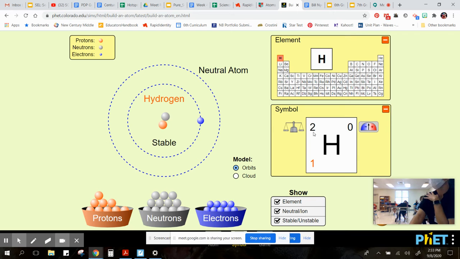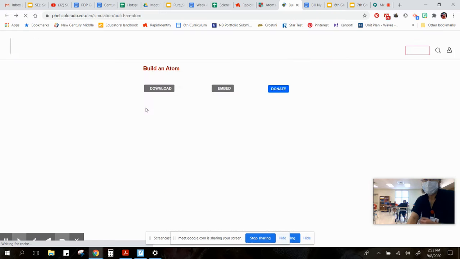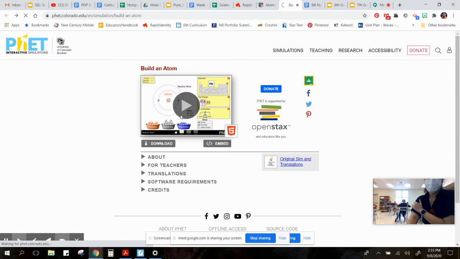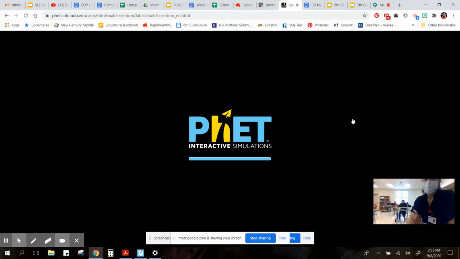What happened? It doubled. It went up because the atomic mass is the number of protons plus neutrons. Okay, so then let's add another neutron. Mass goes up to 3 and it becomes unstable. Okay, so once you're done playing around with both of these, go back and click on the games.